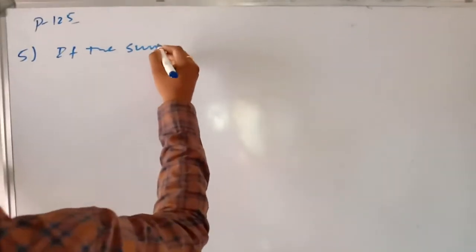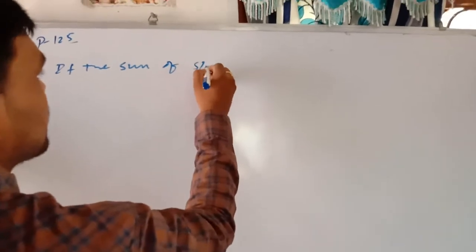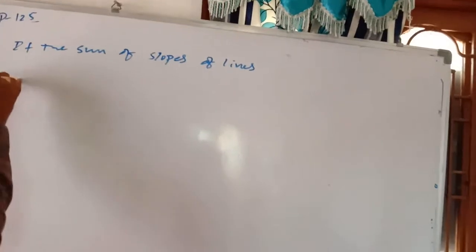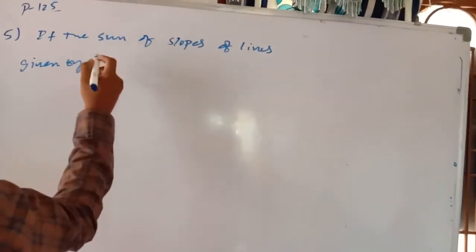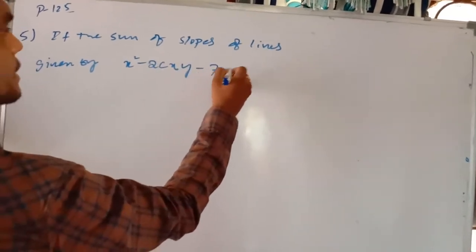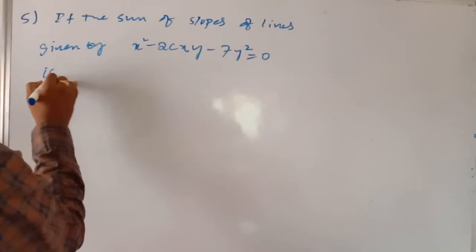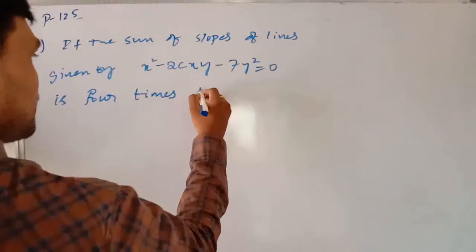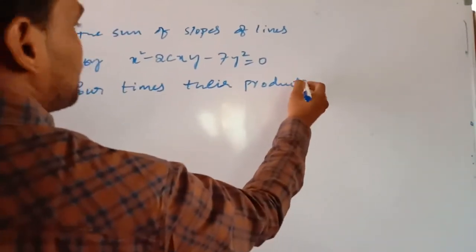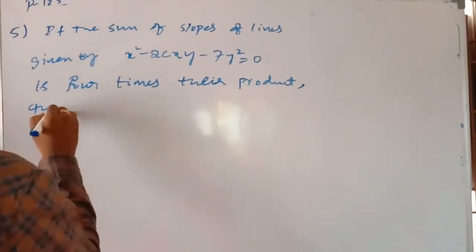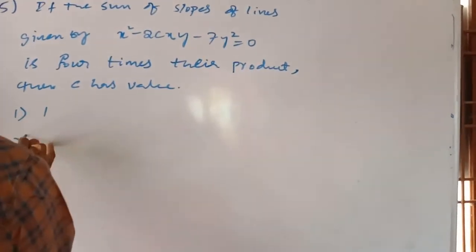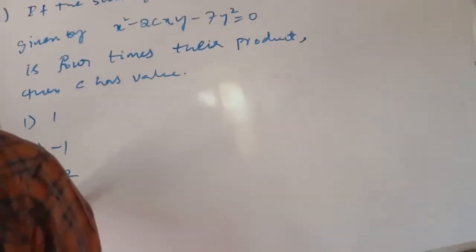The sum of slopes of lines given by x square minus 2c xy minus 7y square is equal to 0 is 4 times their product. Then c has the value. Now here the first option is 1, second option is minus 1, third option is 2, fourth option is minus 2.